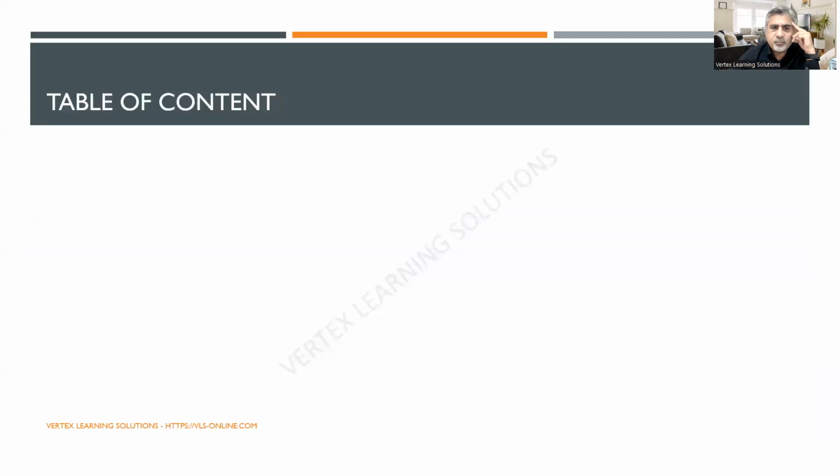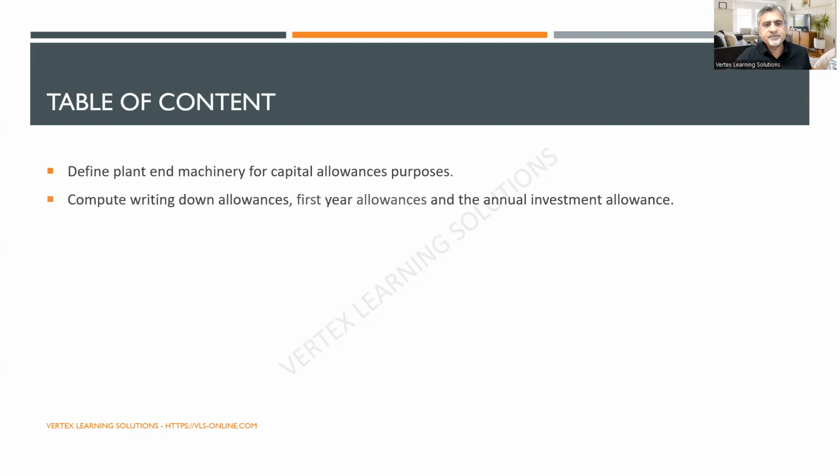So let's see what we need to do here. Define plant and machinery for capital allowances purposes. Plant and machinery is one of the types of non-current assets on which we used to calculate depreciation. Now we need to see how plant and machinery is treated for tax purposes. Compute writing down allowances, first year allowance and the annual investment allowance.